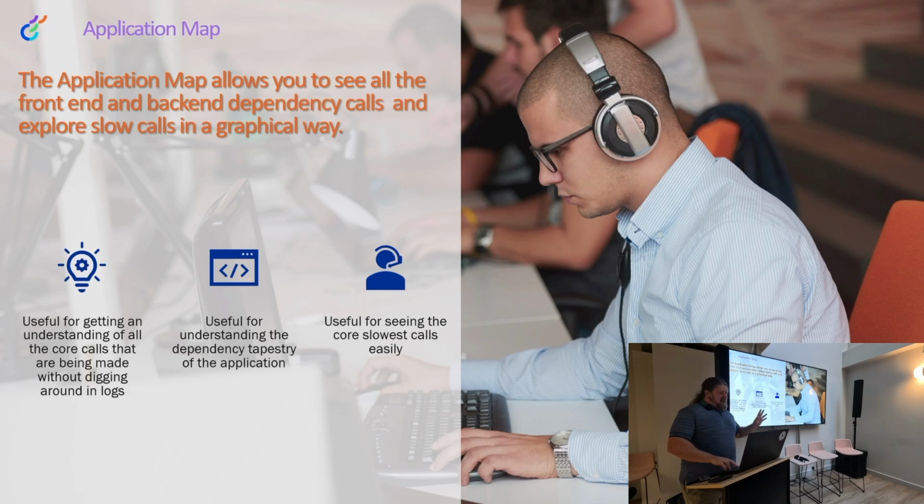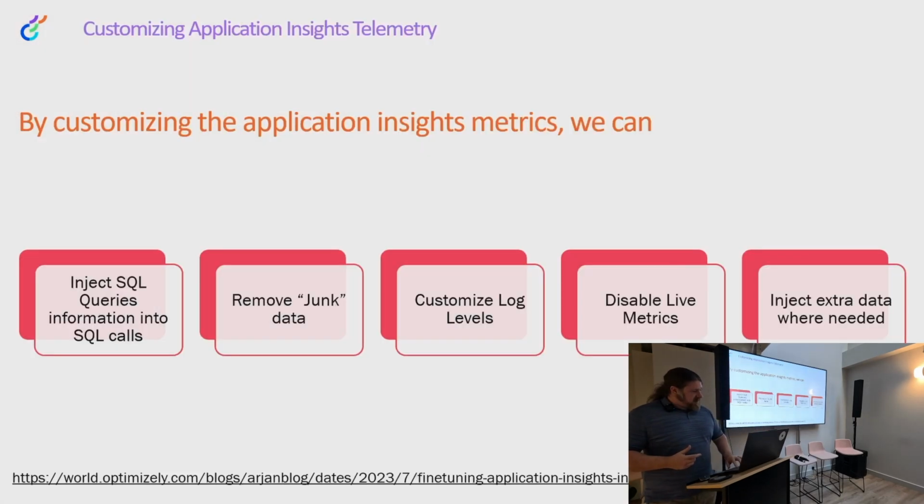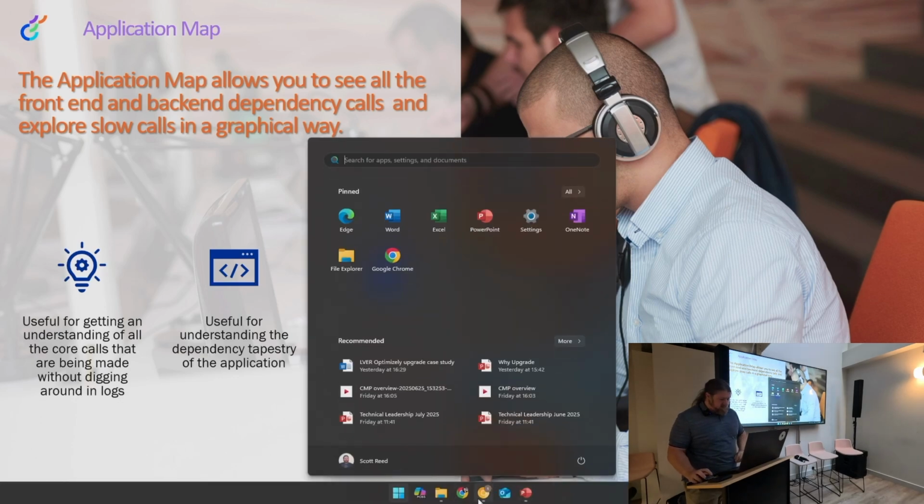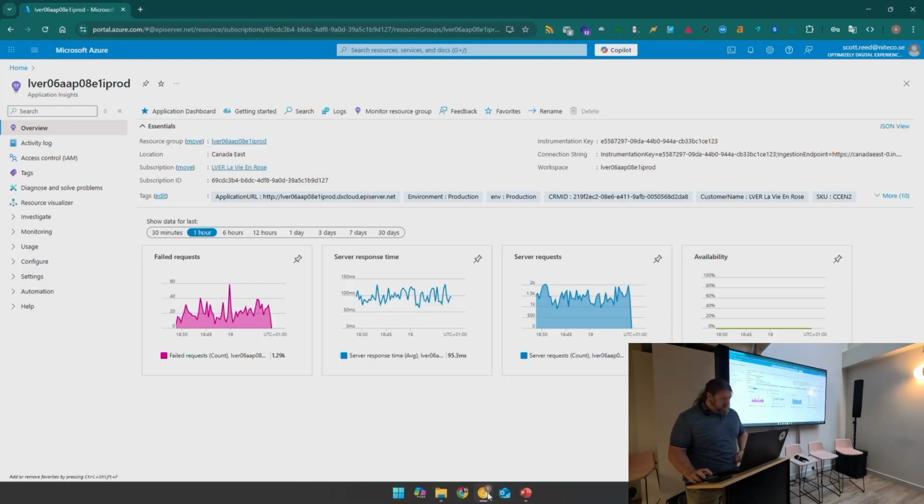So the application map is cool because it will show you all of the things that are going on in your application. It will show you the back end, the front end, and you can really drill down into this. And by doing this, we can really see the information you need. Actually, let me just switch between, otherwise it won't really make sense. Let's just go on the fly.